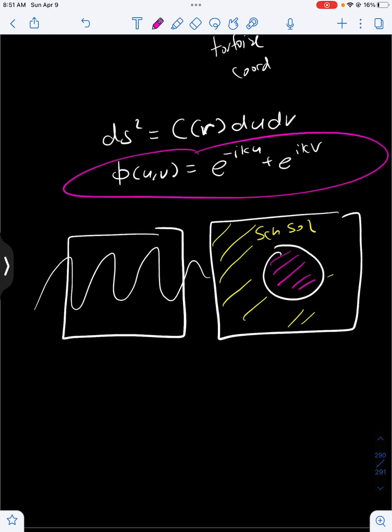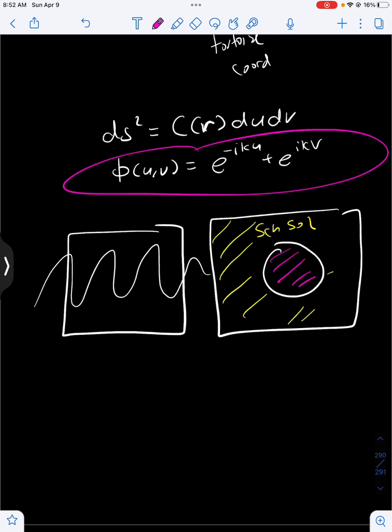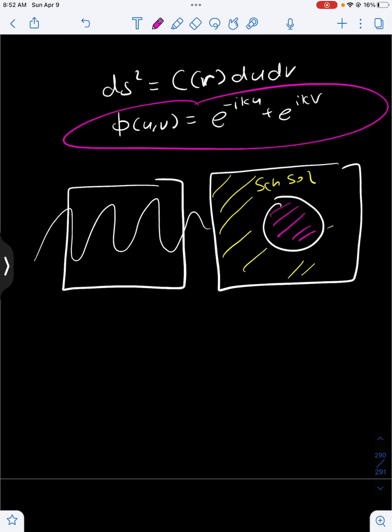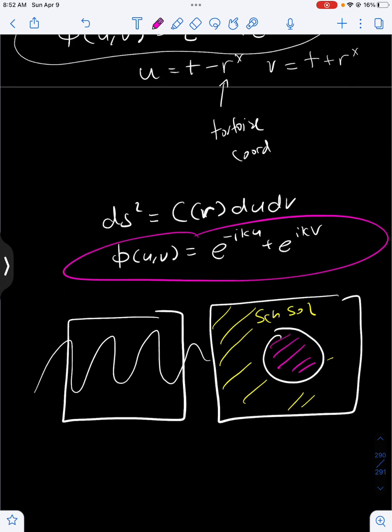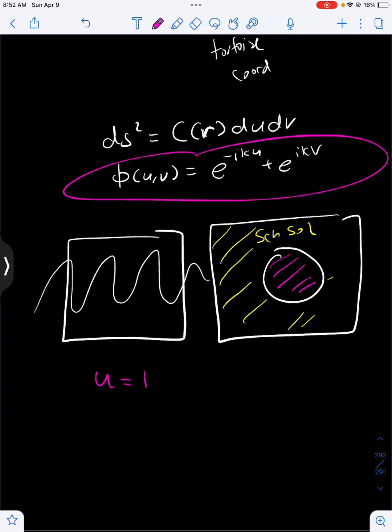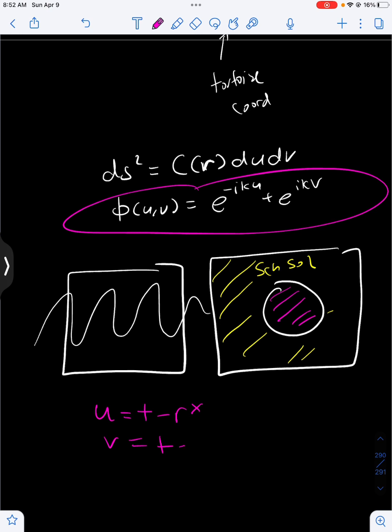Inside the sphere, we have a different metric. So in order to describe the quantum field passing through the sphere, we have to look at a different metric inside that sphere. So how does that work? Well, first of all, we said that u was t minus r conjugate, and v was t plus r conjugate.